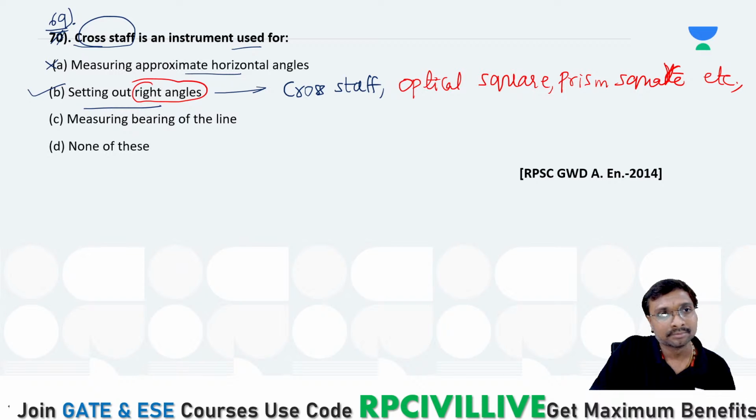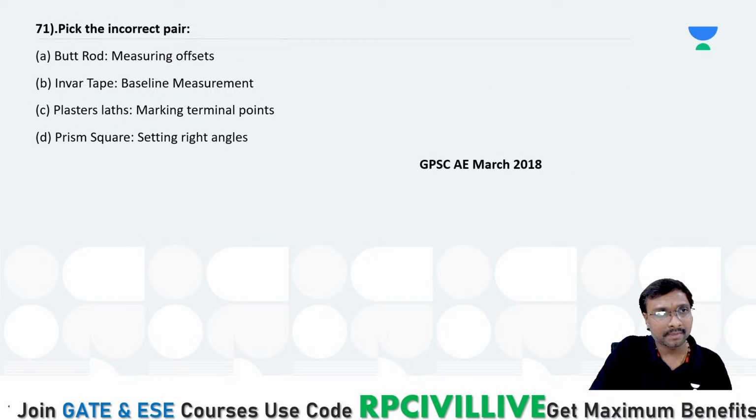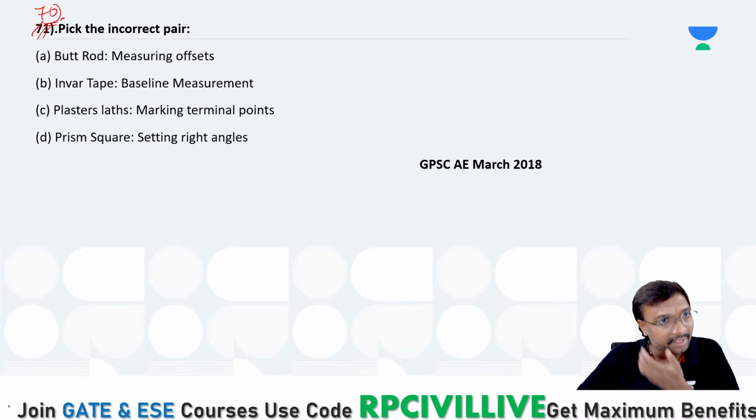Now, shall I move to the next question? This is your 70th question. This is your question number 70. Solve this. Any cross staff, any cross staff you can use. Question number 70. Write the answer, all of you.